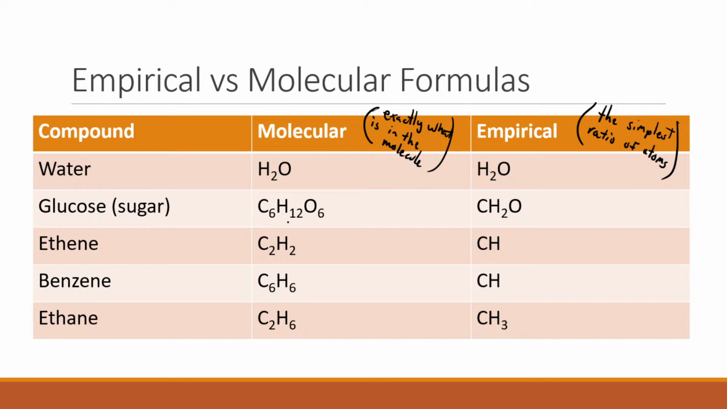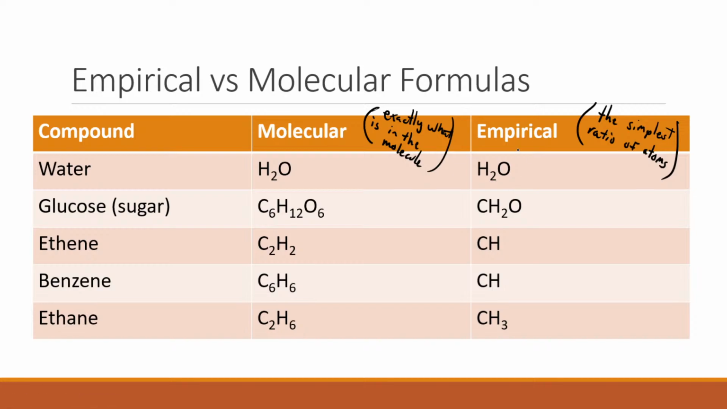For sugar, C6H12O6, each one of these subscripts can be reduced by a factor of 6. Right? Divide all three of these by 6 and you get 1, 2, 1 for our empirical formula, finding that simplest ratio. Sometimes a question will ask you to find an empirical formula, to look at a molecular formula and reduce its ratio.